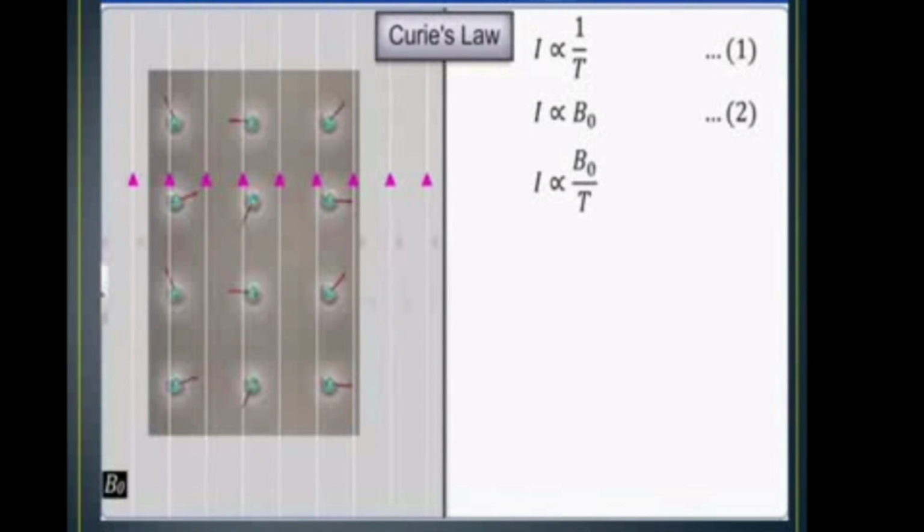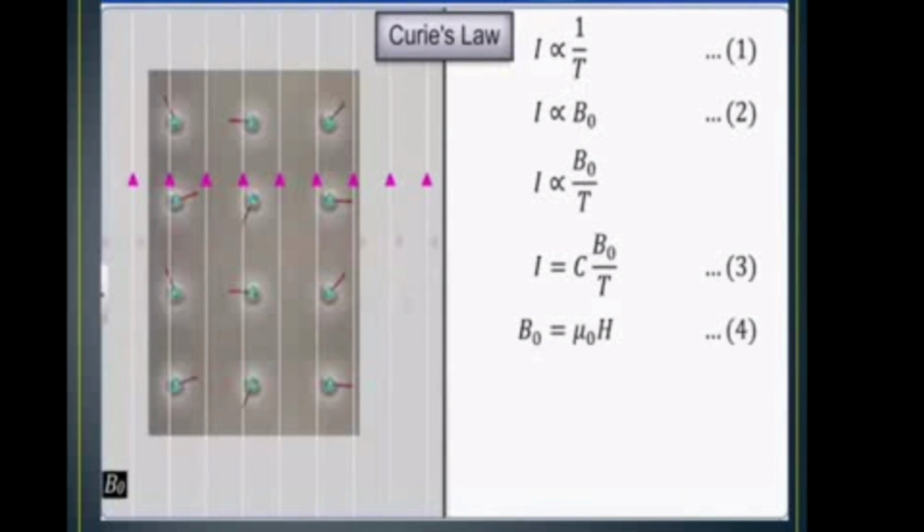Combining those two equations, you can write I equal to C B0 by T, where B0 is the applied magnetic field. Here C is the proportionality constant, that is called the Curie constant. It is called Curie constant. Or B equal to mu naught into H.